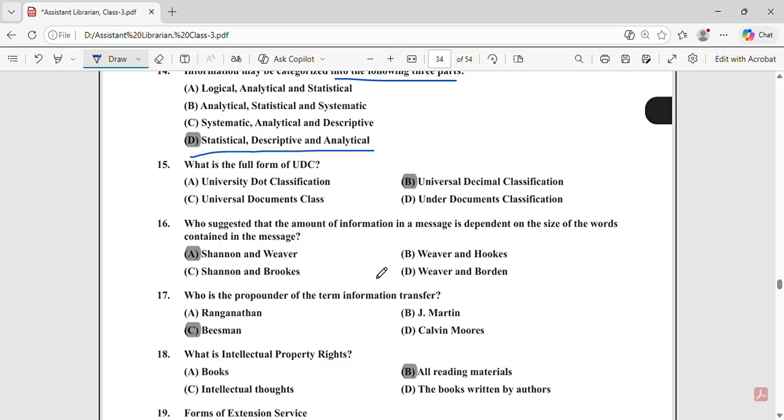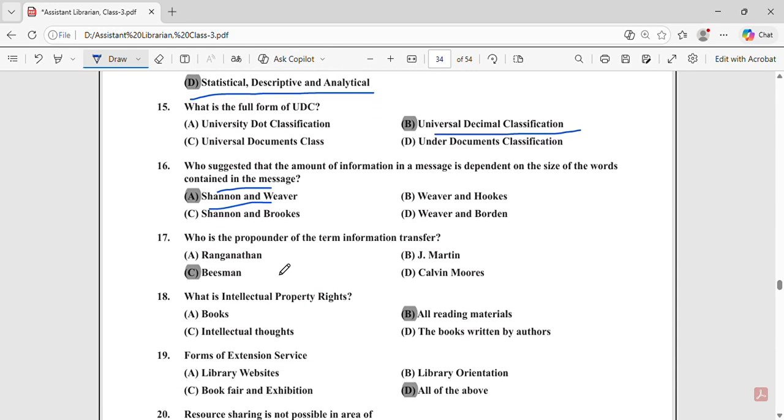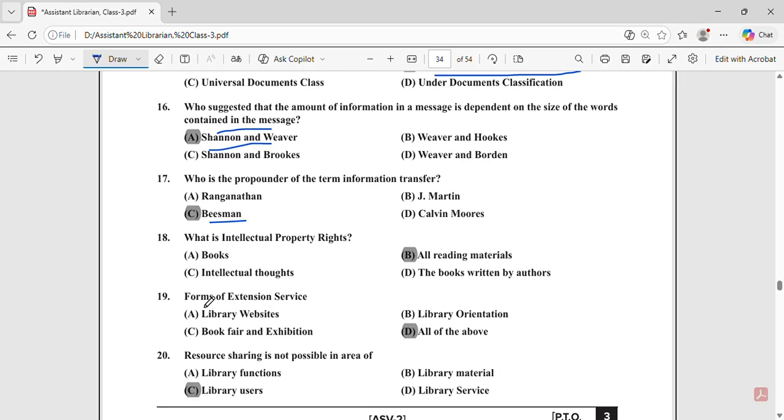What is the full form of UDC? Universal Decimal Classification. Who suggested that the amount of information in a message is dependent on the size of the word contained in the message? Shannon Weaver. Who is the propounder of the term information transfer? BLISc. What is the intellectual property rights?